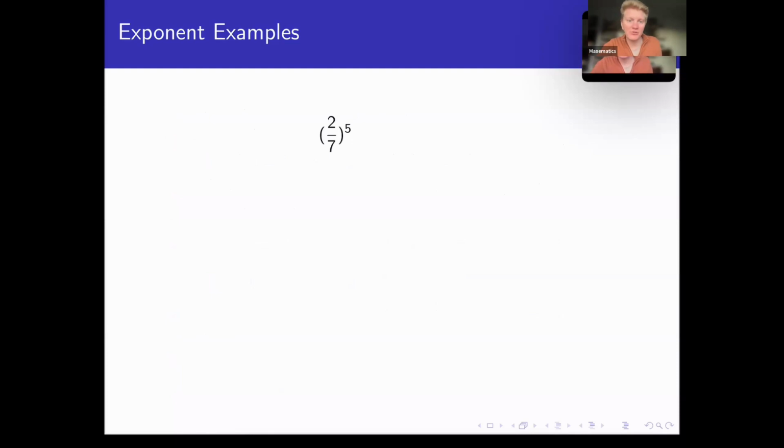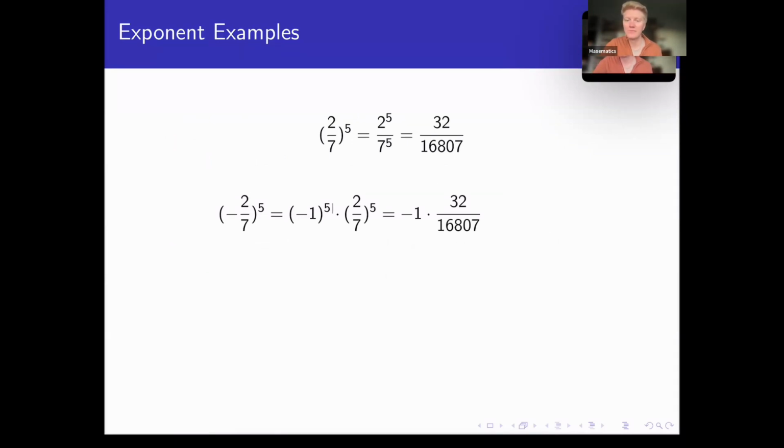Just to do some more examples, 2 over 7 to the 5th. Again, with division and multiplication, we are allowed to distribute those powers, those exponents. So this is 2 to the 5th over 7 to the 5th. 2 to the 5th is 32. 7 to the 5th is 16,807. Negative 2 over 7 to the 5th is negative 1 to the 5th times 2 over 7 to the 5th. Well, a negative number raised to an odd power is negative. So the whole thing is negative 32 over 16,807.